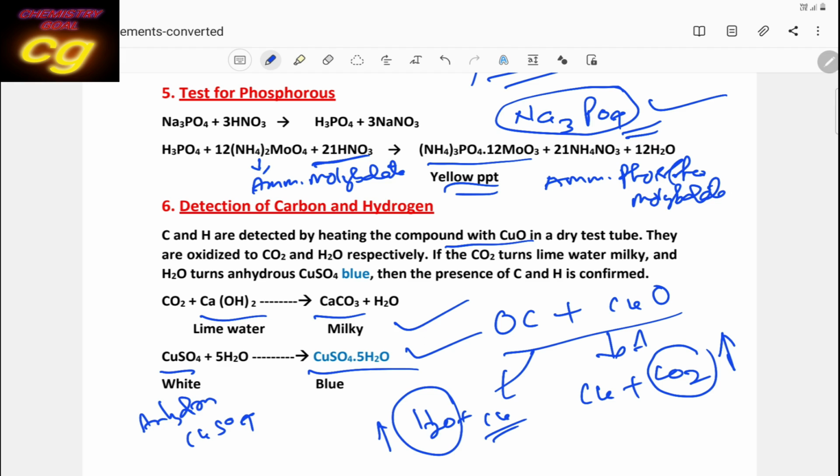In this way, we can identify the presence of different elements in organic compounds by suitable chemical and confirmatory tests. So I hope you have understood the lesson properly.